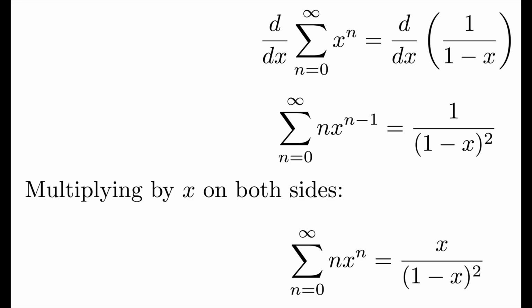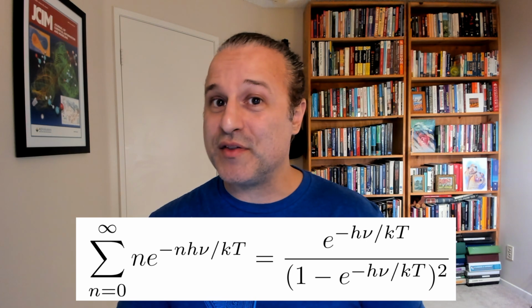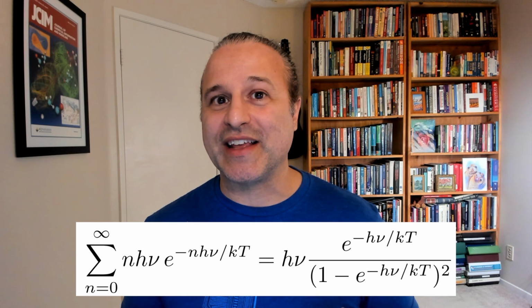So then for each one, you're going to have n times x to the n minus 1. And then on the right side, you're going to have 1 over 1 minus x squared. So let's take this expression in terms of x and plug what we defined x as back in. Once we do that, we realize that if we multiply both sides by nh nu, it looks like the expression we were trying to get earlier.